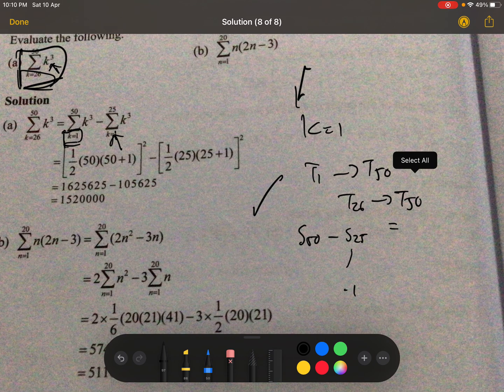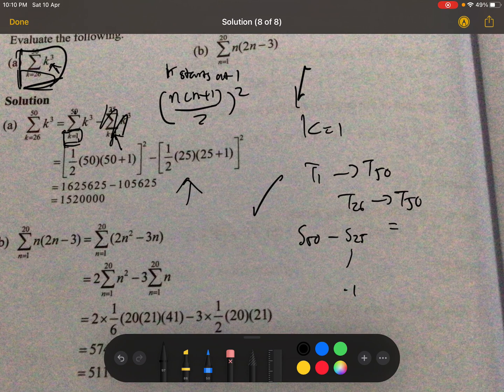We can directly start at 26 technically, but if you were to do that, you cannot use the formula. You cannot use this formula because this formula needs you to start at 1. K starts at 1. If you want to use this formula, you have to make it start at 1. So that's why we have to do 1 to 50 and then minus by 1 to 25. Even though we have to start at 1, we still don't want 1 to 25, so we have to subtract it out.